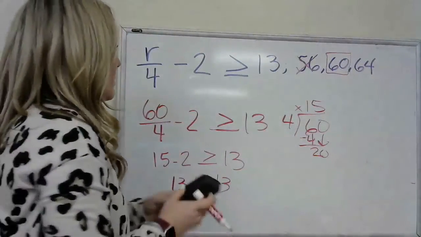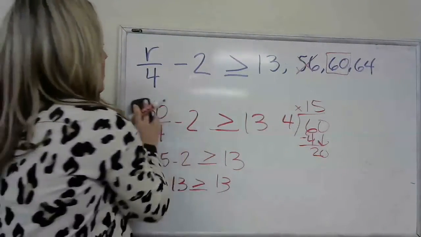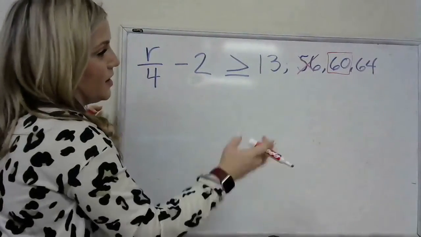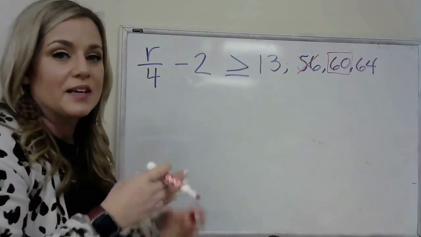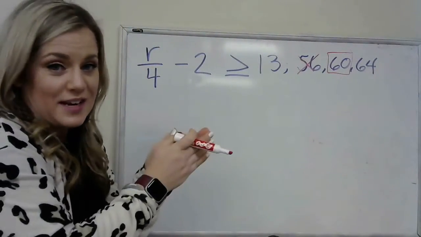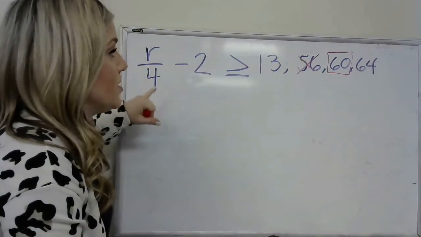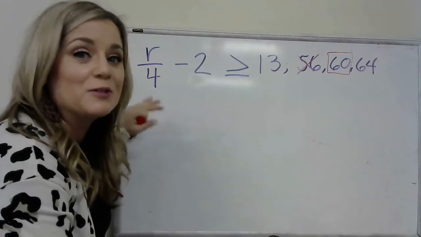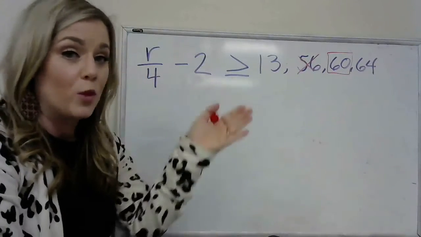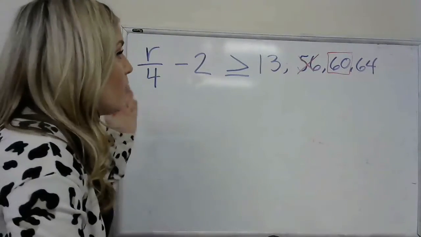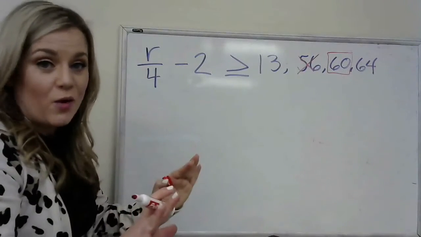All right. So some of you right now are already going, okay, so I'm looking at 64. 64 is also going to be an answer choice because if plugging in 60 for R was 13, which is greater than or equal to, which is equal to 13, if we plugged in a larger number, it is also going to be greater than or equal to 13. But let's go ahead and work it out.